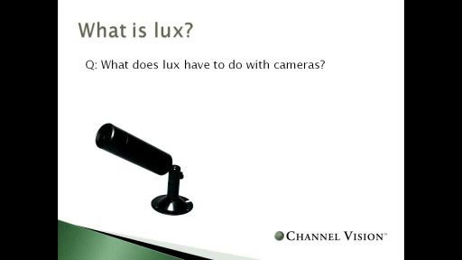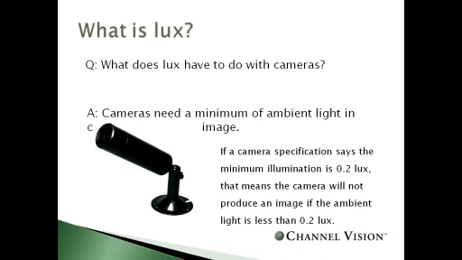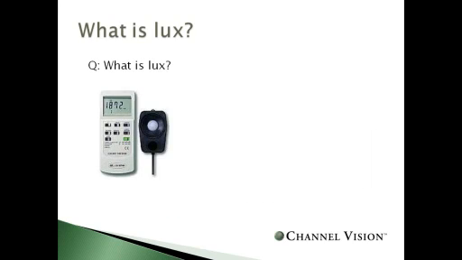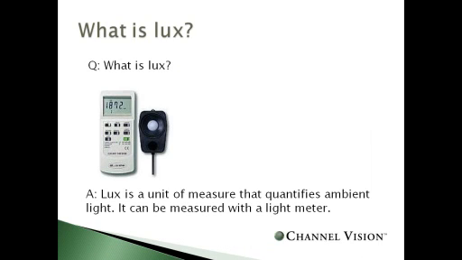Some more terminology that you might encounter is lux. So what is a lux, and what does it have to do with cameras? Well, basically, cameras need a minimum ambient amount of light to be able to produce an image. So if a camera has a lux rating of, say, 0.2, that means the camera will not be able to produce an image if the ambient light that's available is below that. Okay, Troy, that's great, but what is lux? A lux is nothing more than a unit of measurement which quantifies the ambient light that is available. You can do this with a light meter.